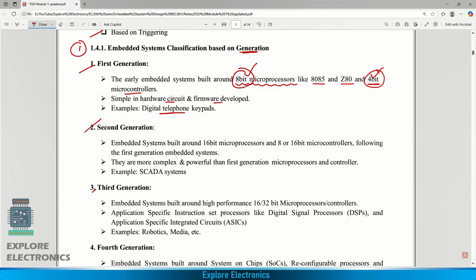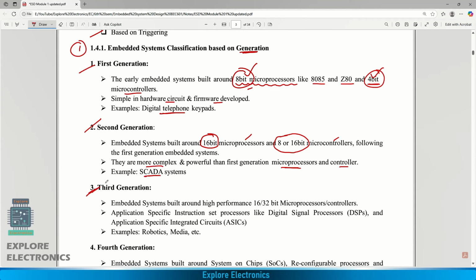Second generation. So this 8-bit capability increased to 16-bit microprocessors now, and 8 or 16-bit microcontrollers now. So 8-bit and 4-bit increased to 16-bit and 8-bit with respect to microprocessors and microcontrollers. Here more complex systems came into existence. So first generation microprocessors and controllers are used over here. The SCADA system is an example of a second generation system.